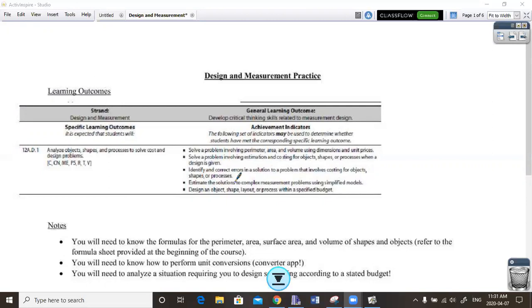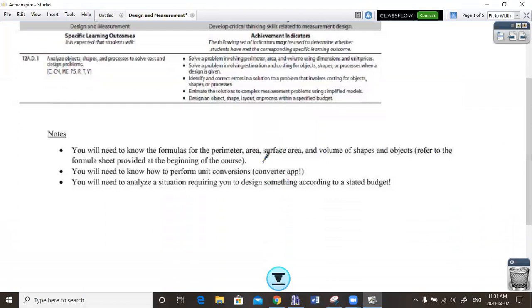It's not a big unit. We're only going to be doing this until Thursday. So all we're going to do this week is kind of go through different examples, and there will be a bit of an assessment at the end. However, a couple things to help you here. Number one, you need to know the formulas of the different shapes, the perimeter, area, surface area, and volume. So you need to be aware of that.